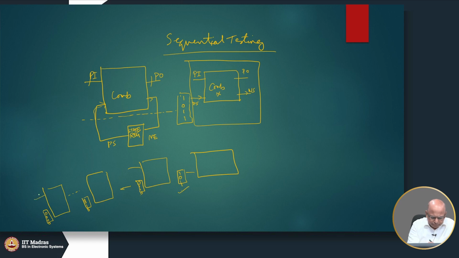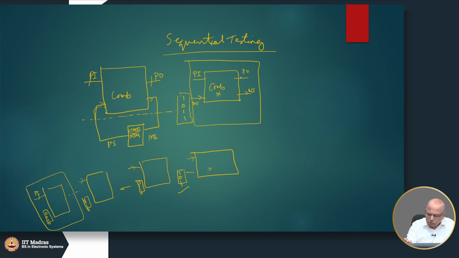Okay. So, this is what you will start with. Okay. You will reset the machine, apply some primary inputs, that will take the machine to 0010 state, apply some other input, it will go to 0110 state, apply some other input, it will go to 1011 state, right. So, finally, you have come to a stage where you have activated the fault, and you will propagate the fault to a primary output.